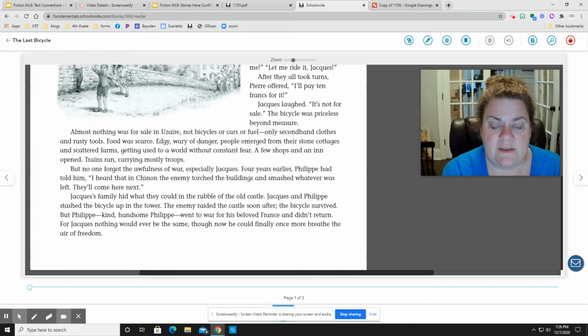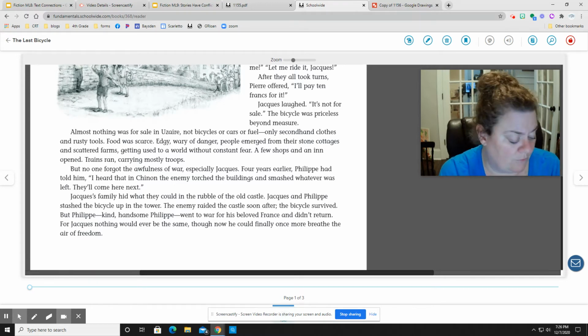That's why they said the bicycle was priceless beyond measure when his friend offered to pay 10 francs, which would be like French dollars. We say dollars, they say francs. Because there's nothing for sale, no amount of money would compare to a bicycle, just because he would never get another one for a really long time. Okay.